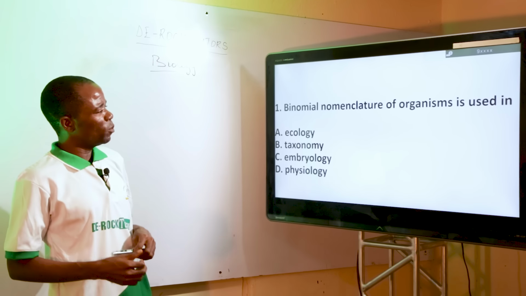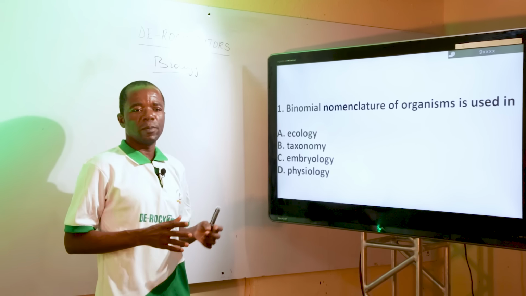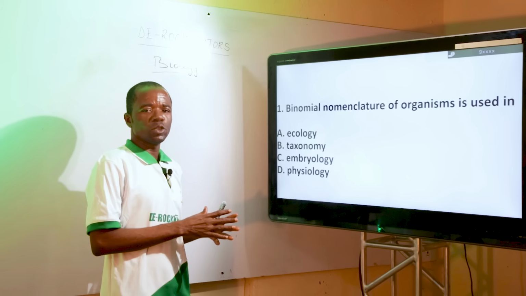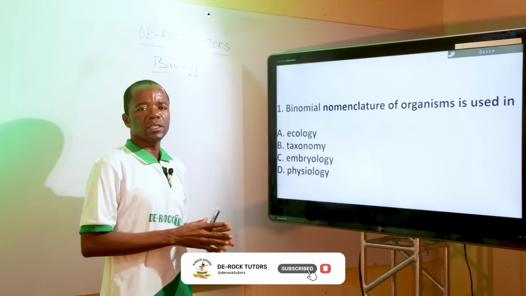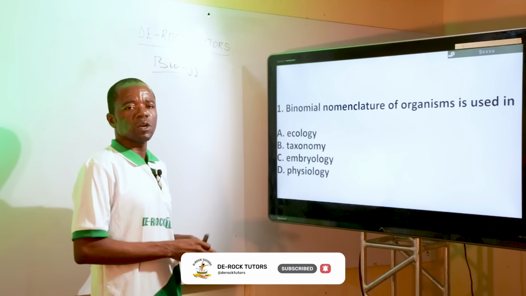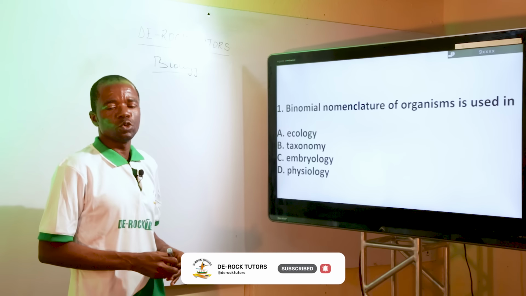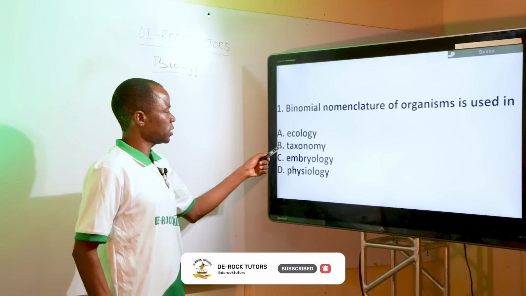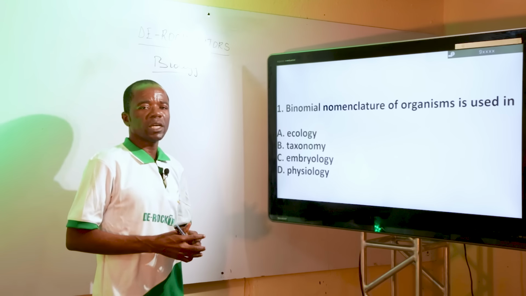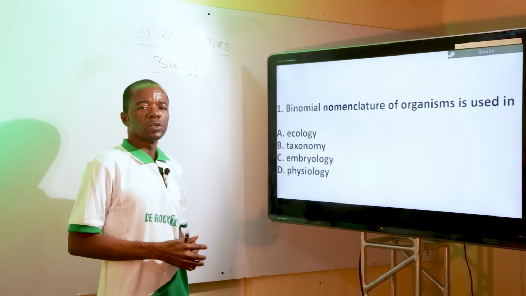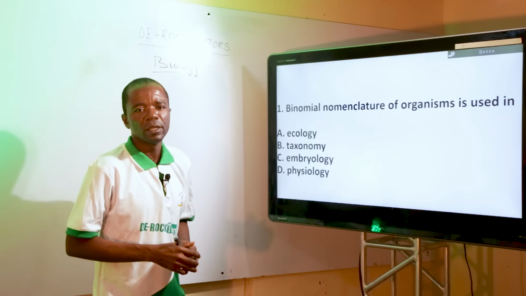We know that binomial classification is also called binary classification, whereby two names are assigned to a living organism. The first name symbolizes the genus, and the second name, the epithet, symbolizes the species to which it belongs. So the correct answer here is taxonomy. And don't forget that binomial nomenclature was propounded by the Swedish biologist called Carl Linnaeus.